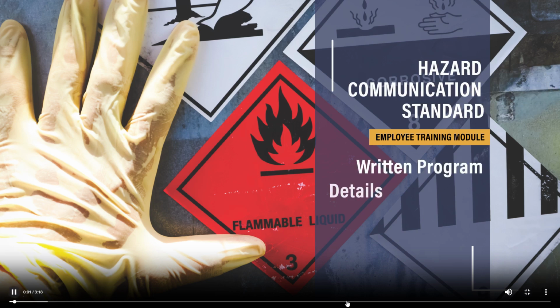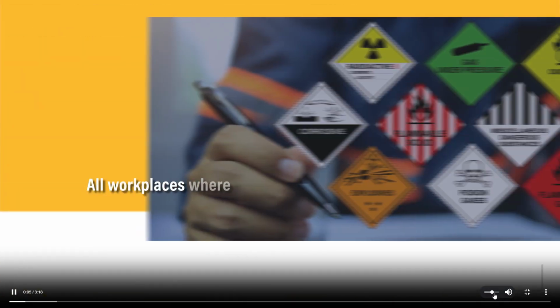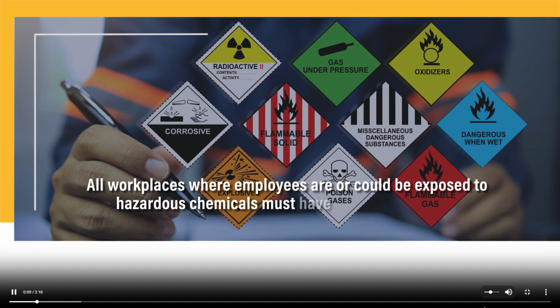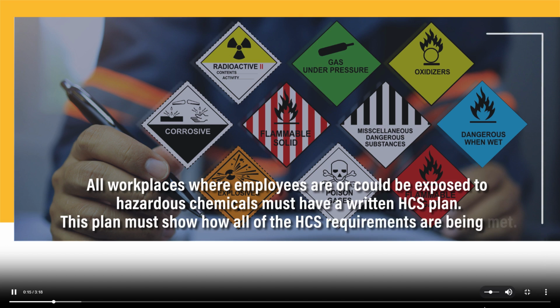Moving on to the written program details. All workplaces where employees are or could be exposed to hazardous chemicals must have a written HCS plan. This plan must show how all of the HCS requirements are being met.